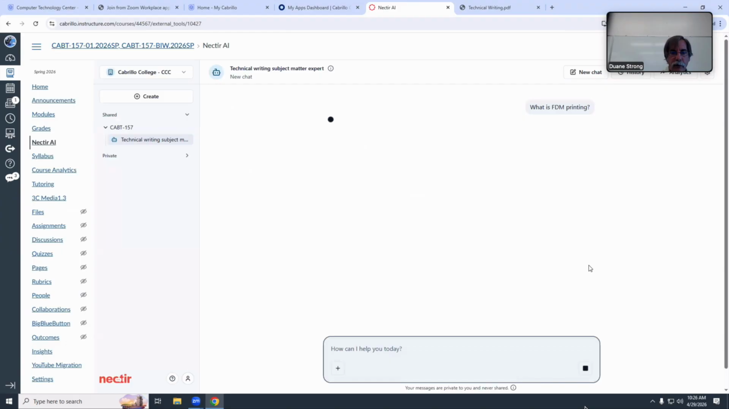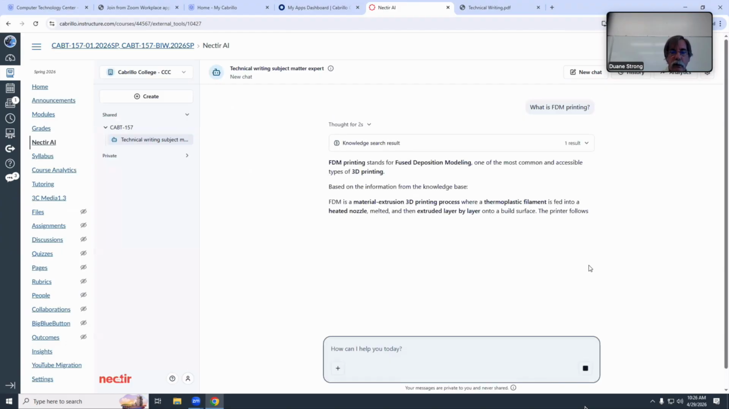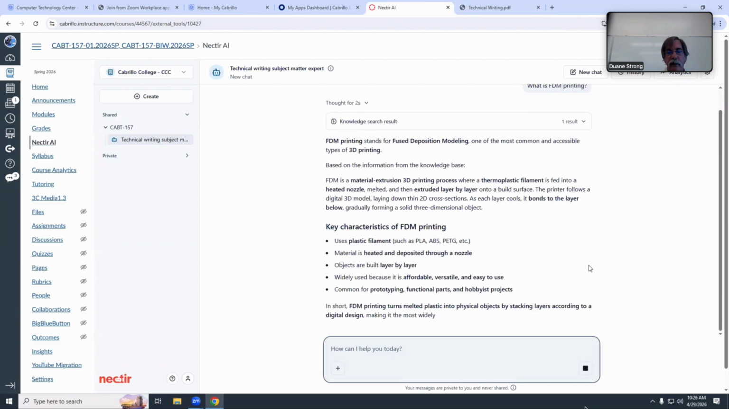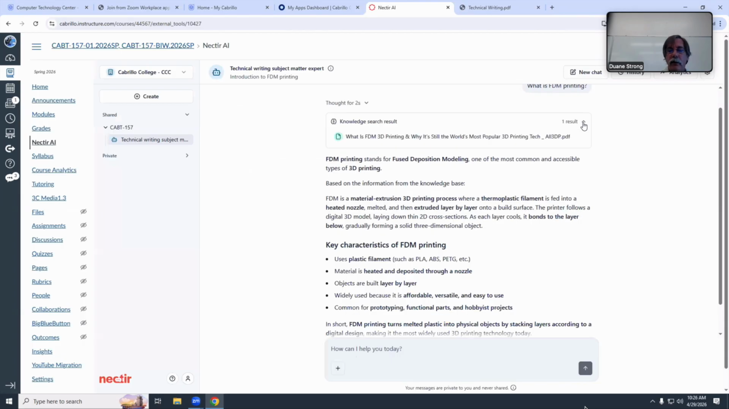So it'll go think, think, think. Think, think, think. And then it's going to tell you all about FDM printing in this example, right? Here's an important thing. I have it set so that you can ask it, where'd you get your info? You click this thing, it's going to tell you what article I trained it with, where I got this information, and you can go to that document.